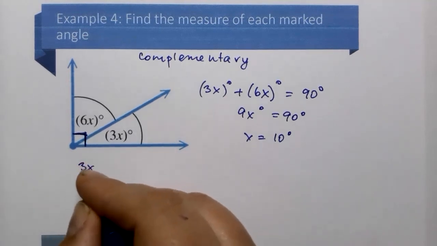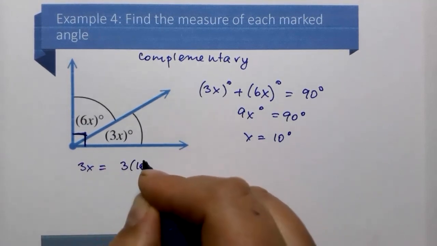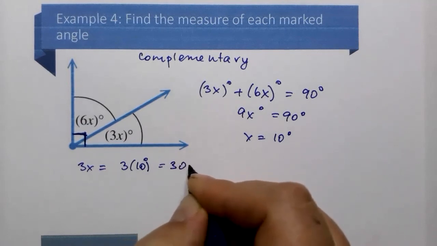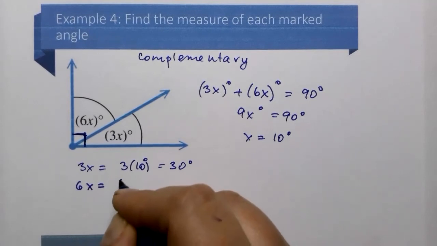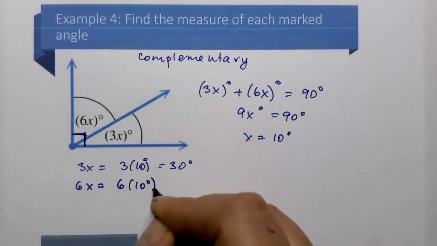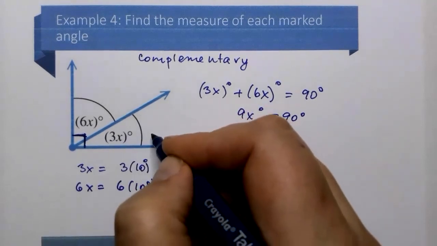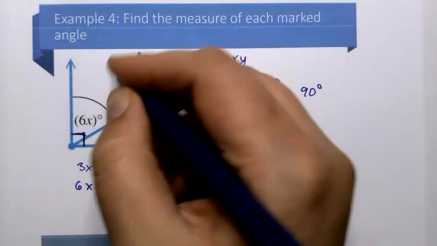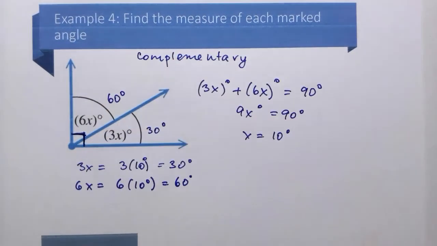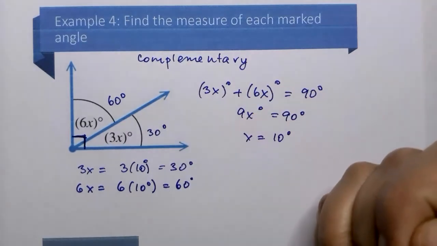So 3x is going to be 3 times 10 degrees, and that gives us 30 degrees. And 6x is 6 times that 10 degrees. It's going to be 60 degrees. So this angle is actually a 30-degree angle, and this angle is a 60-degree angle. And if we add them together, we do get 90. So they are complementary angles.